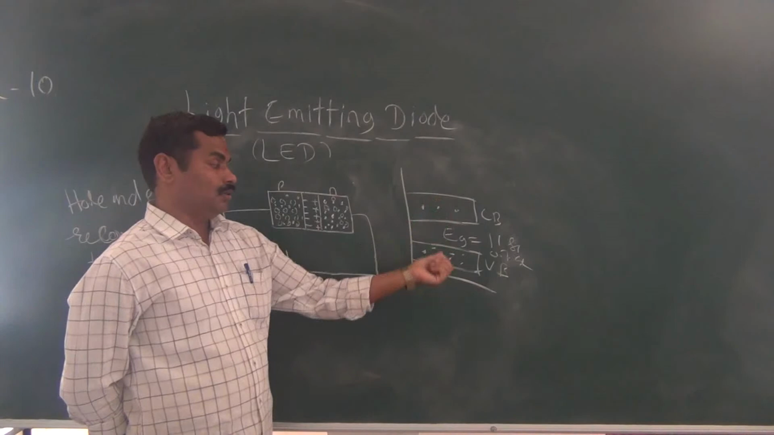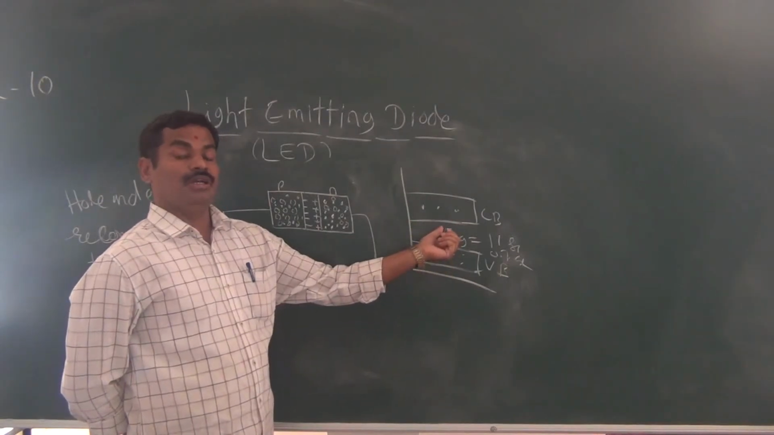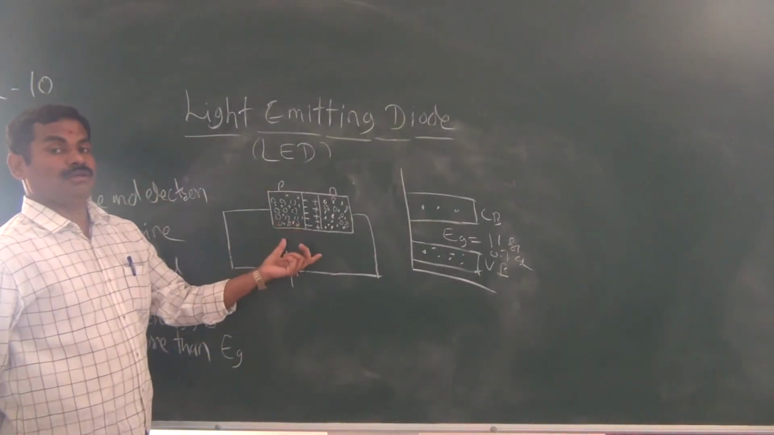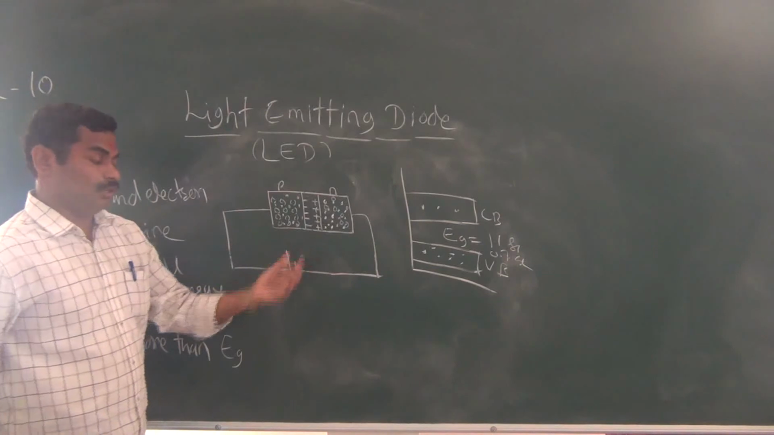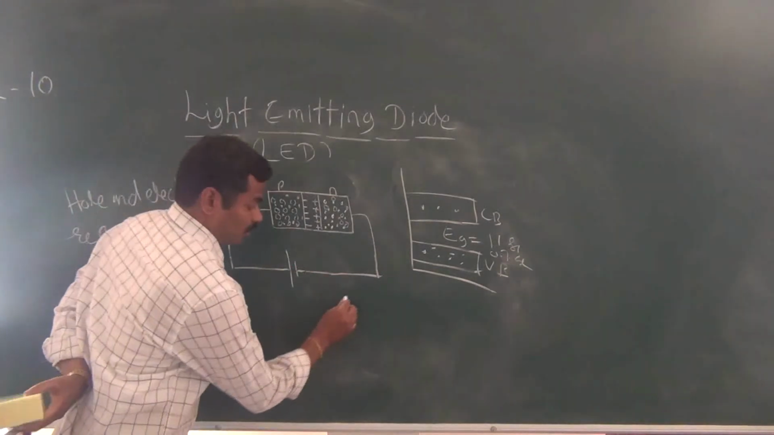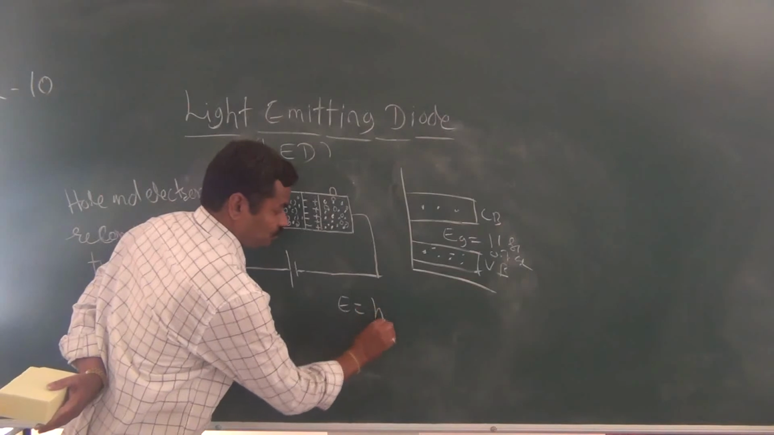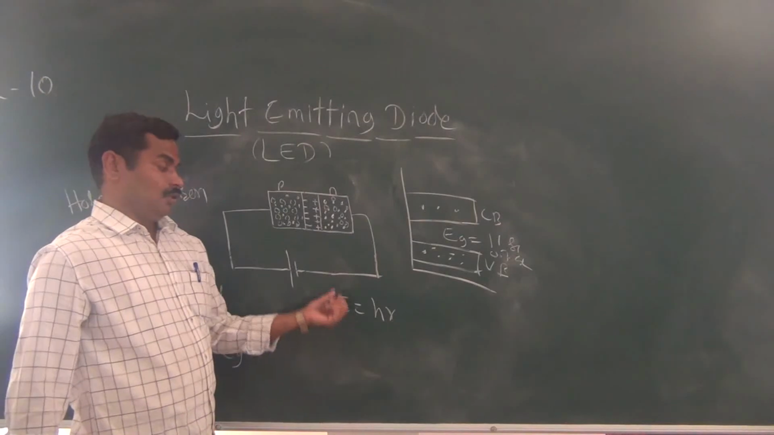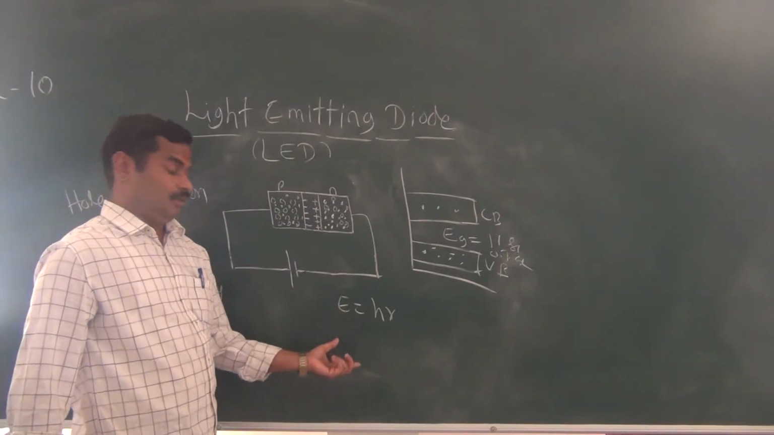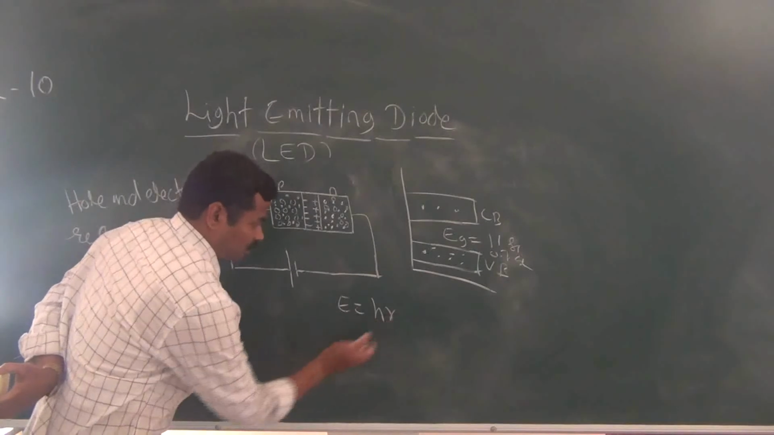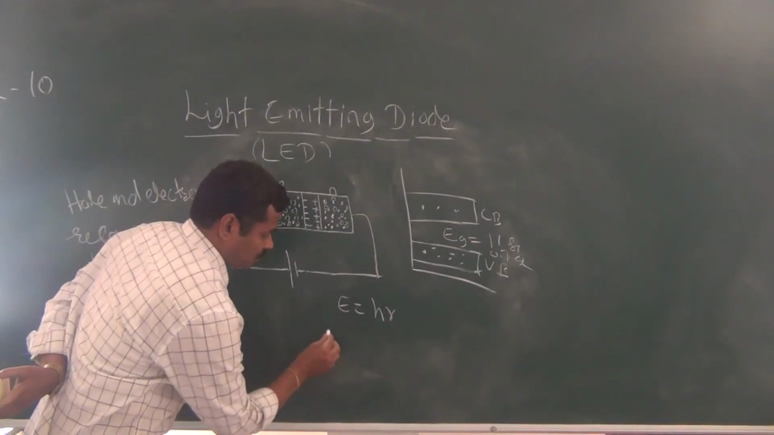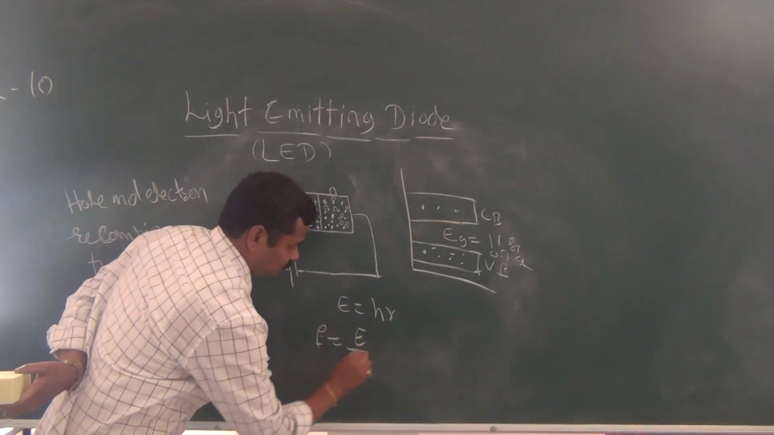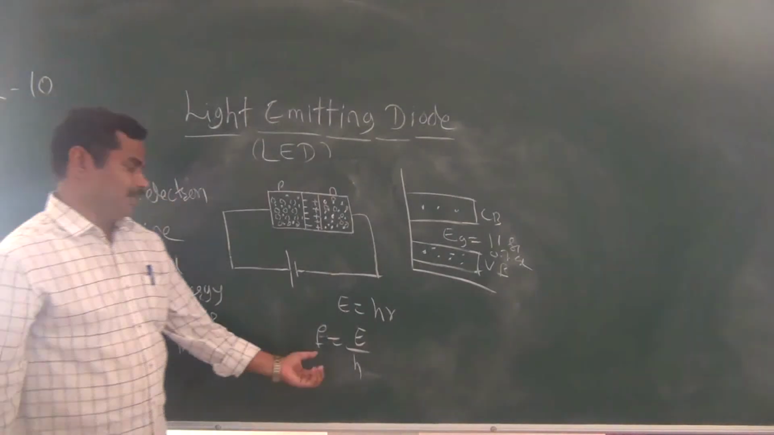Whenever the electron recombines with the hole, it will also generate energy, and that energy is in terms of light. It means in the LED you are not using silicon or germanium. Why? Because you are using the relation E = hν. Here h is the Planck constant, a constant. You can write f = E/h. It means the frequency depends upon the energy gap.